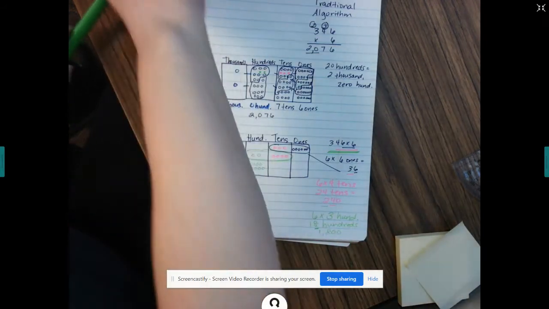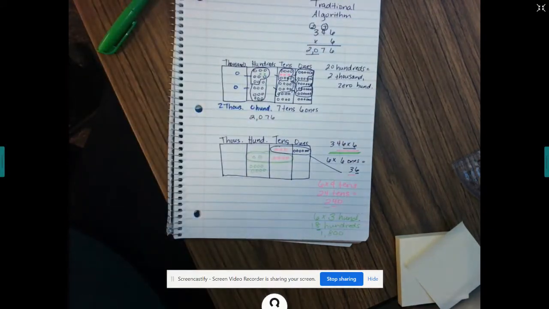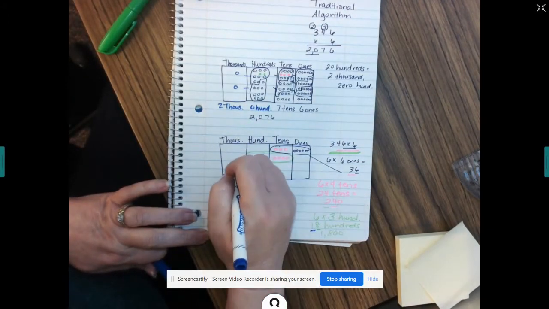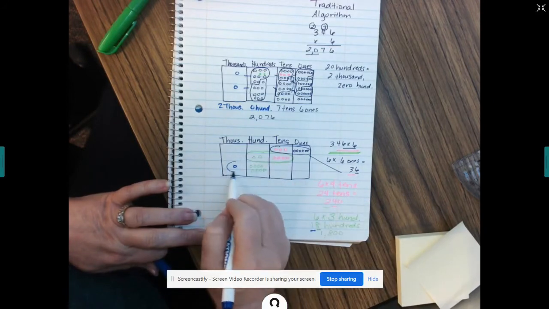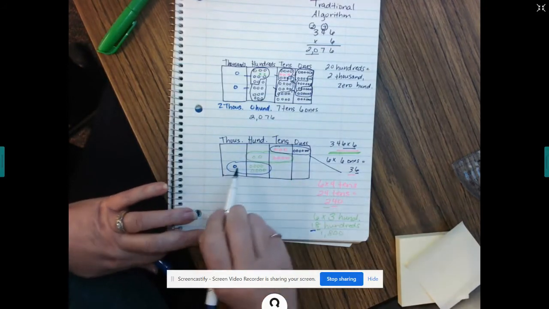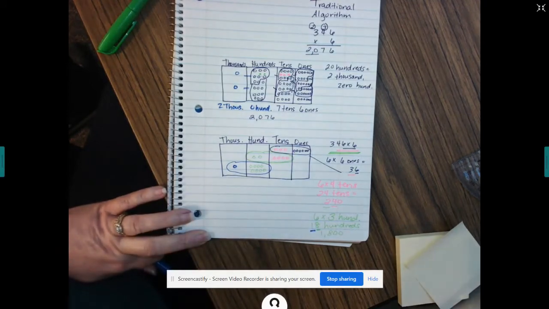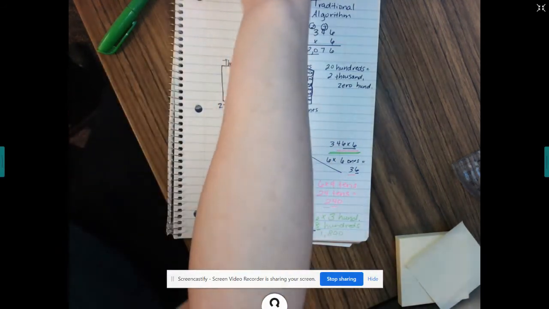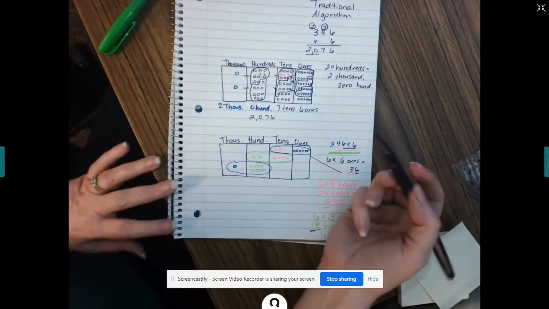But I also have 1 in the thousands place. So I'm going to put 1,000. So these two together here are the same as 1,800. Okay? So now it becomes a matter of combining all your little totals.